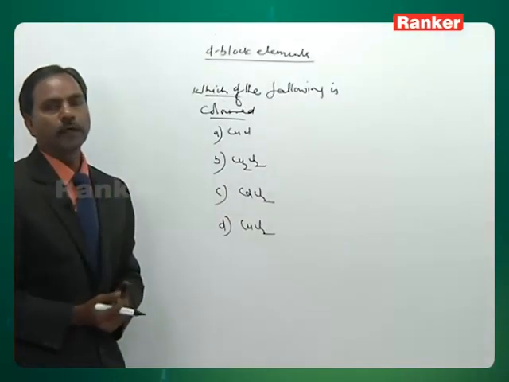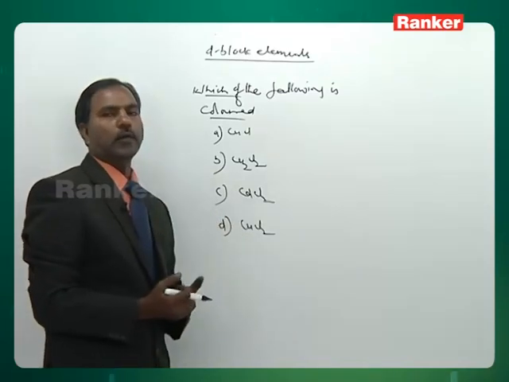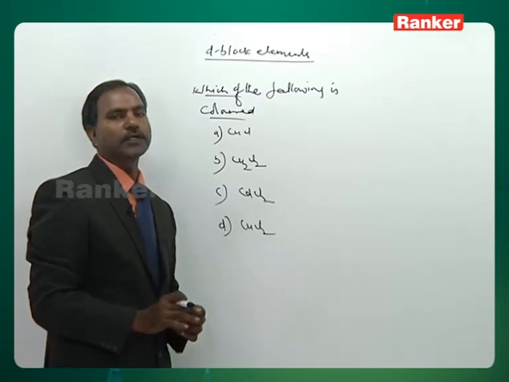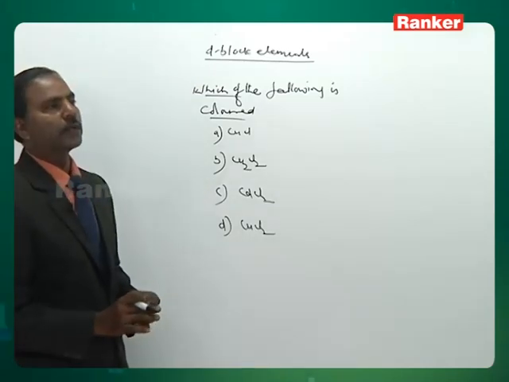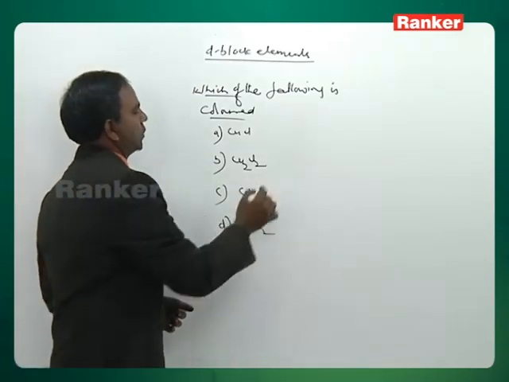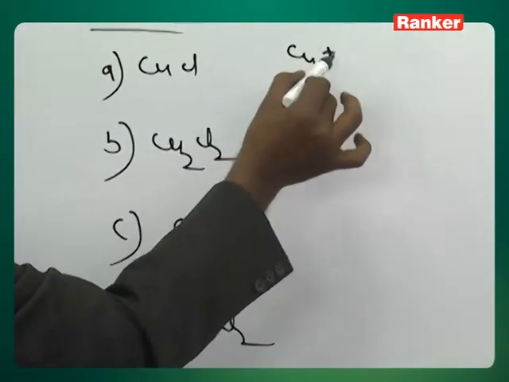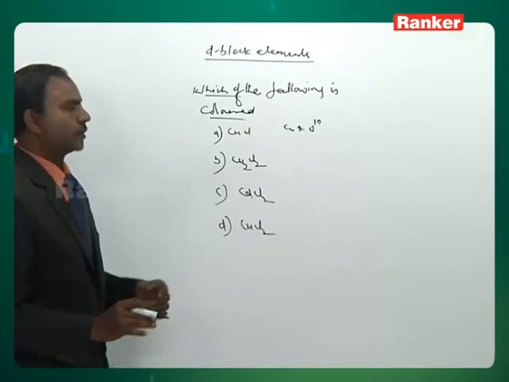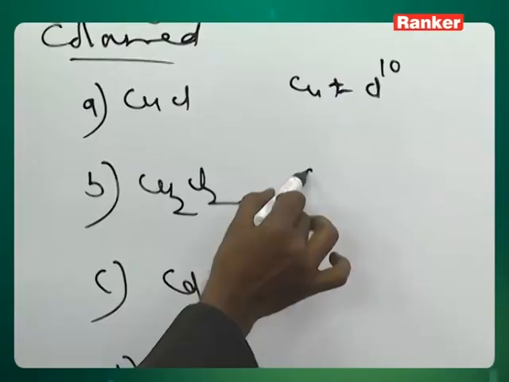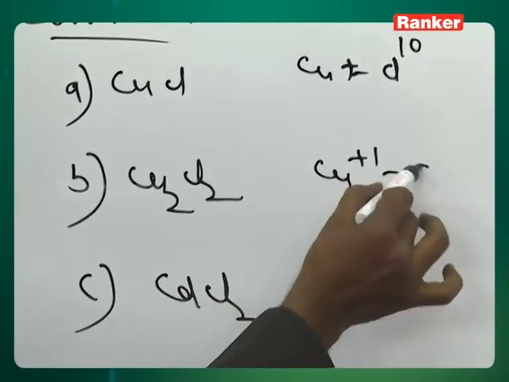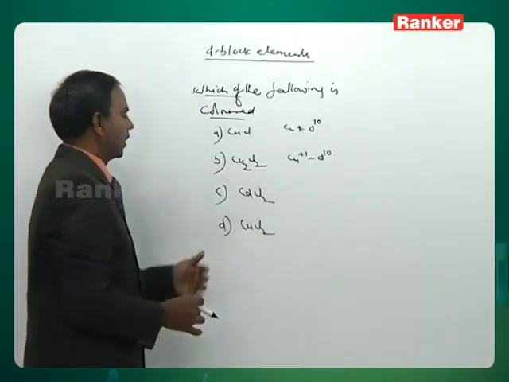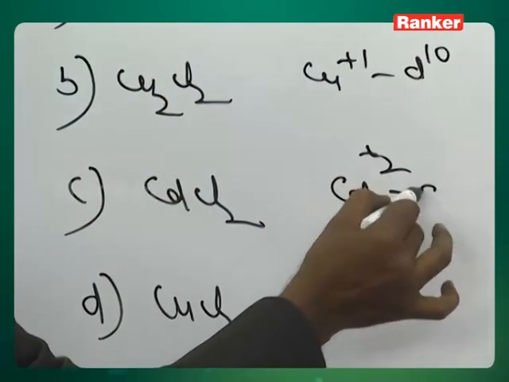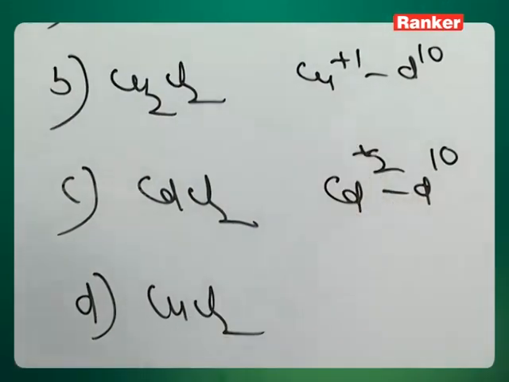Then you have to say, according to our generalization, wherever there is no unpaired electron, D0 configuration or D10 configuration is there, that particular compound is found to be colorless. Now we consider CuCl. Cu is +1. +1 means D10. Therefore it is colorless. Coming to Cu2Cl2, same oxidation number, Cu +1. Still D10. And CdCl2, Cd is also +2. Still D10 configuration.